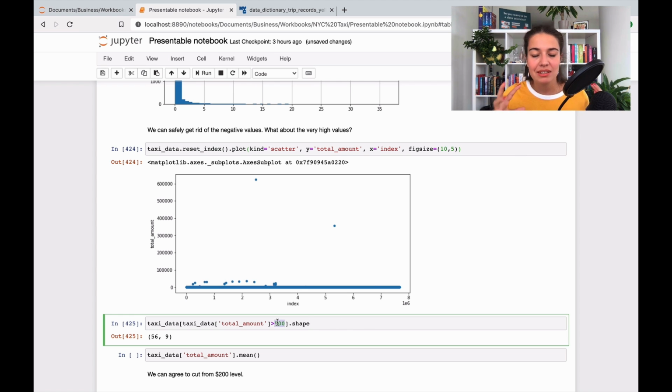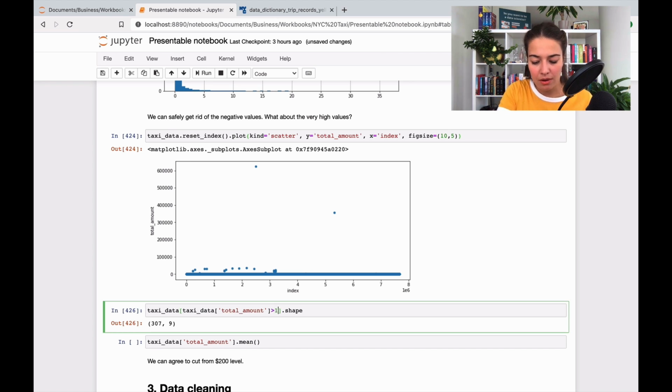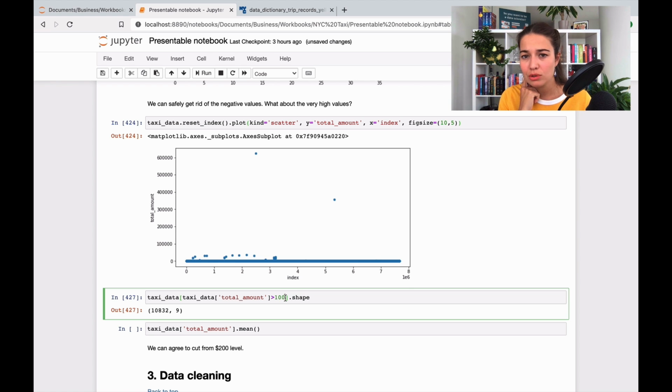So at this point, what I'm looking for is a safe cutoff point where it makes sense to say, okay, I do not accept any value higher than this. So 500 is still pretty high, so I want to see if I can go lower. Let's see how many points are higher than 300. A little bit more than 300 data points, which is still all right. What about 100? Okay, so there are more than 10,000 data points that have a total amount higher than 100. That would be a lot of data points to lose, to be honest. And also, $100 seems like a decent, normal amount of money that you would pay if you're going very far, like going to the airport from the other side of the city or something.